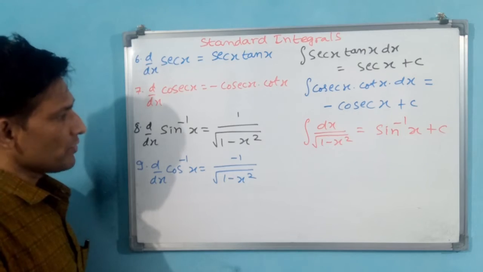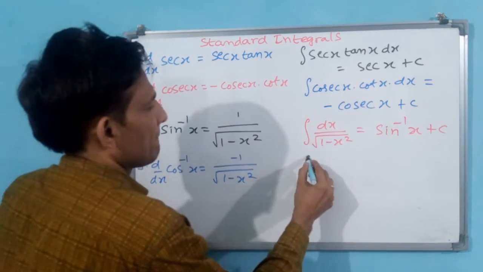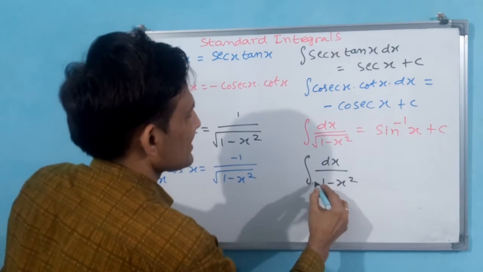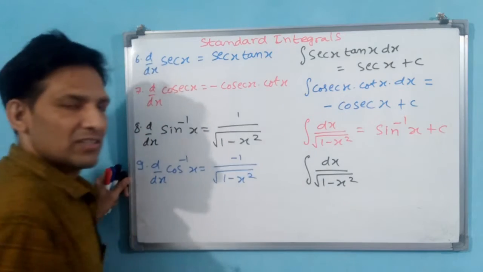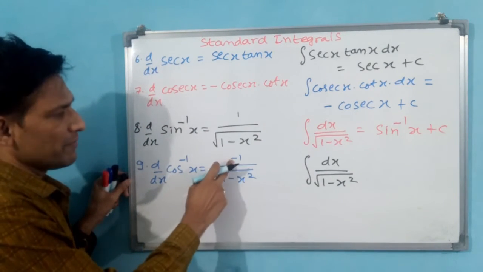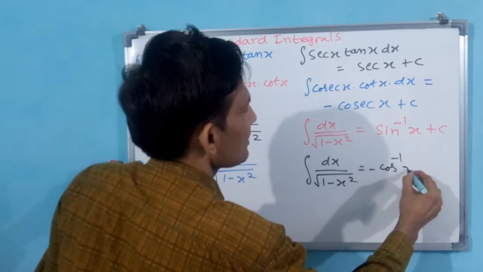But what do you write here? Minus 1 integral. Normally we don't write it, we write the same, but this you have to write. See, if minus is there here, we keep the minus here: minus cos inverse x plus c.